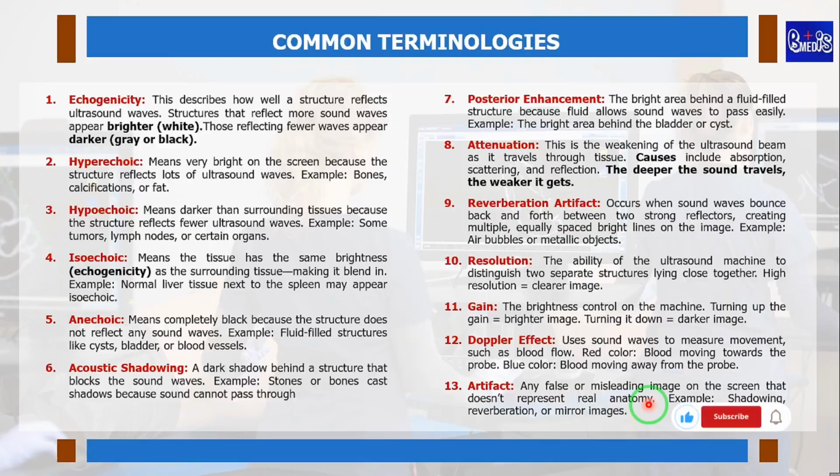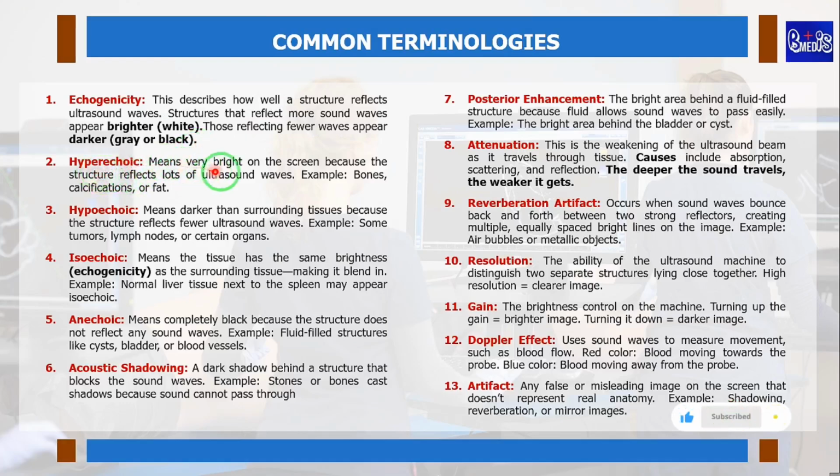So we'll now go on to common terminologies we use in ultrasound. Common terminologies. I'll be fast with this. Now we'll start with echogenicity. This describes how well a structure reflects ultrasound wave. Structures that reflect more sound waves appear brighter, that is white. Those reflecting fewer waves appear darker, gray or black.